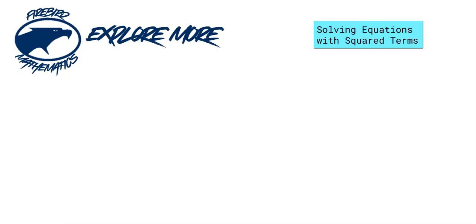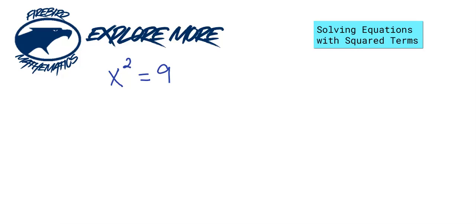Okay, so today we're going to focus on equations that have squared terms in them. For example, you might see an equation that looks like x squared equals 9. How would we solve something like this? The first thing we have to talk about is what it means to square a number.